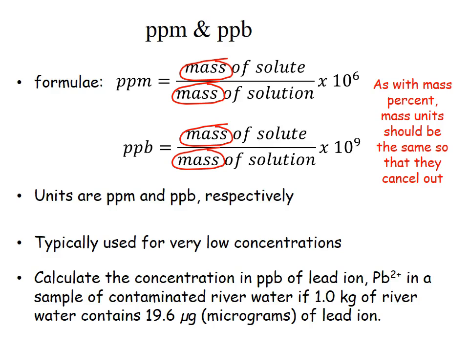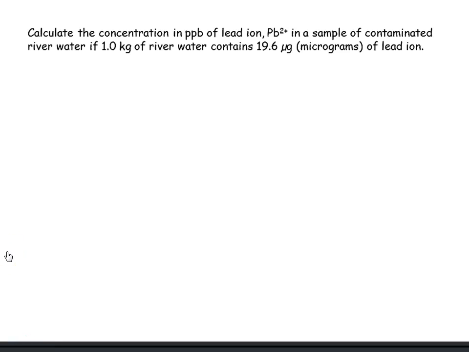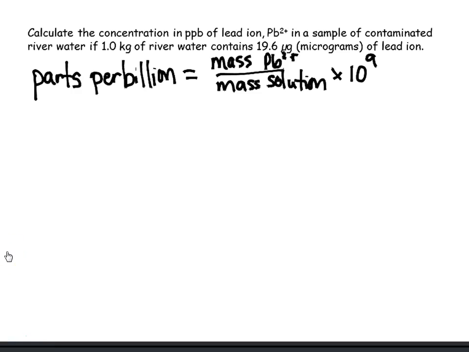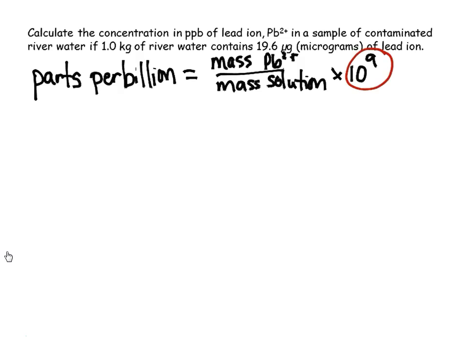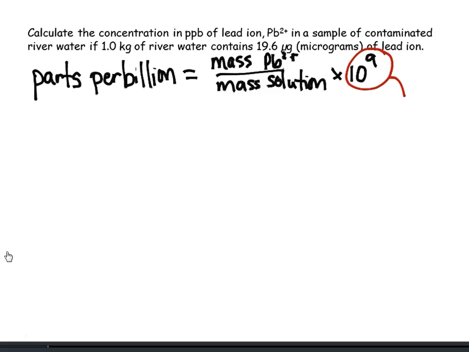We're going to do this calculation: calculate the concentration in parts per billion of lead ion in a sample of contaminated river water if 1.0 kilogram of river water contains 19.6 micrograms of lead ion. We're going to start with the formula for parts per billion, which is given there: mass of my solute, which is lead ion, divided by the mass of the solution, times a billion, right?